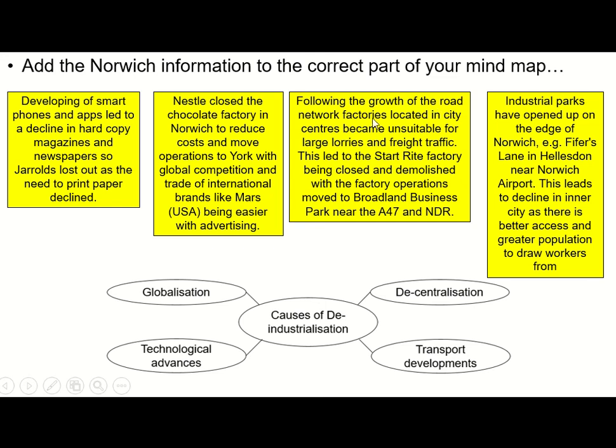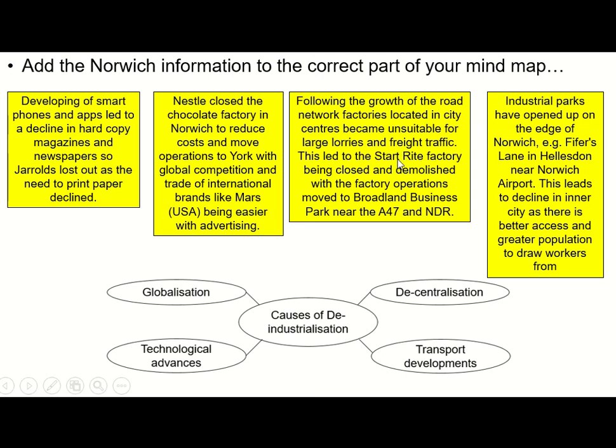Following the growth of the road networks, factories located in city centres became unsuitable for large lorries and freight traffic. That means that basically if you had a big factory in the middle of a city, it couldn't get out to the major roads to get the goods out and in. So the Startright factory, which if you know Norwich well, and the Brickmakers pub, just away from that towards home base on the right, there's a curry house called Rishi, which I've been told is very good. Just after that, there's like a derelict site, which is where the old Startright factory used to be located. Now they make shoes, and they're really good quality shoes as well.